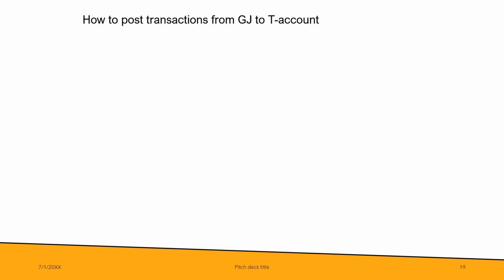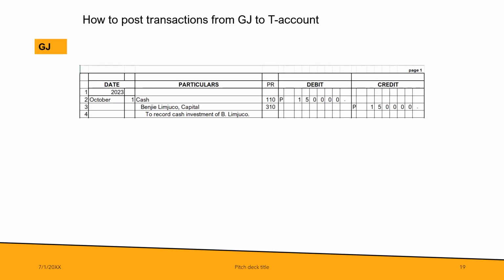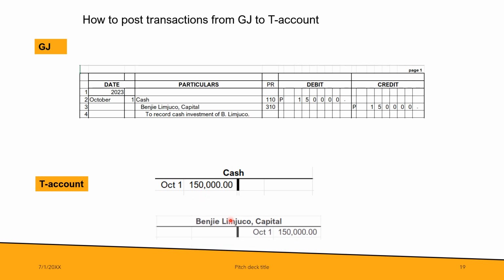Next is how to post transactions from the general journal to the account. Remember, in our general journal, we have the debit and the credit entries. When you post transactions to the account, you just draw a T and assign an account title. So let's say cash. Then you enter the debit entry on the left side, October 1, 150,000, and then another T for Benji Limhoco Capital, October 1, 150,000.